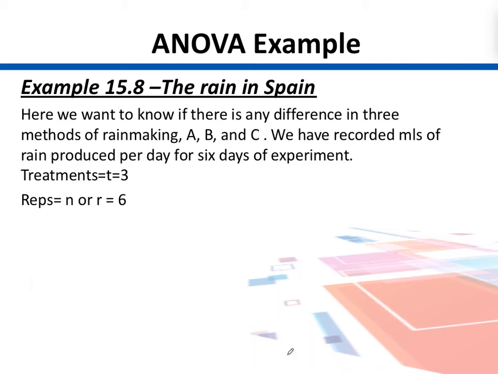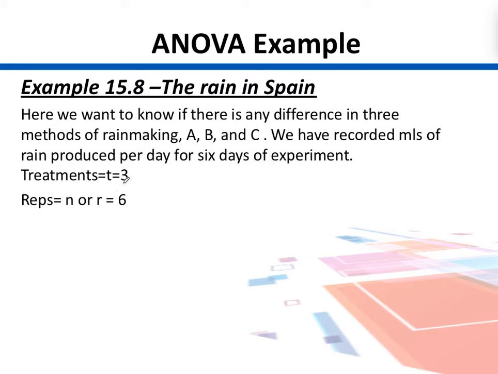Let's understand ANOVA with this example. It is example 15.8 from Neumann's book, The Rain in Spain. Here we want to know if there is any difference in three methods of rainmaking. So we have these methods of rainmaking, A, B and C, and we have recorded the mLs of rain produced per day for 6 days of the experiment.